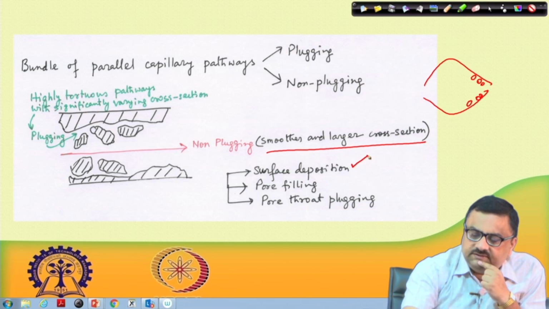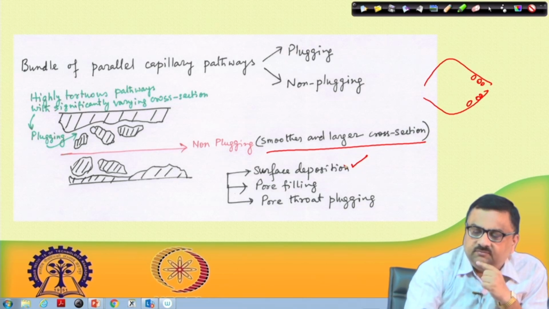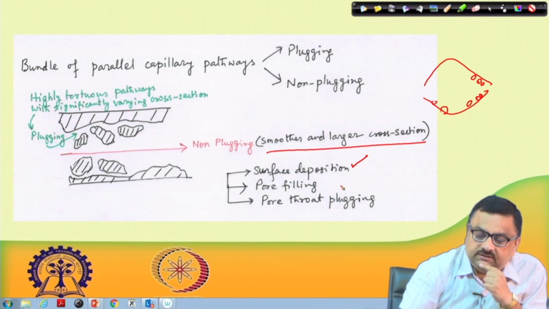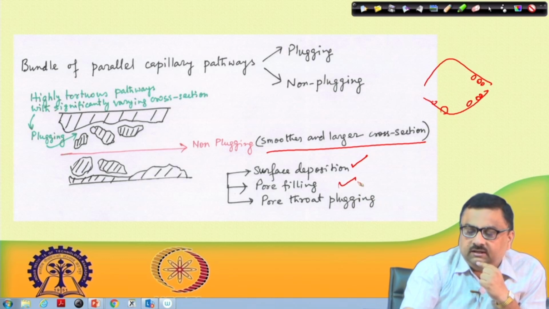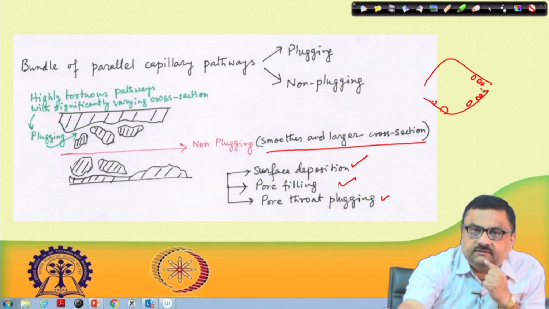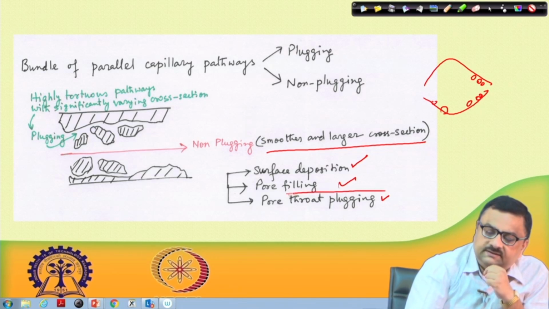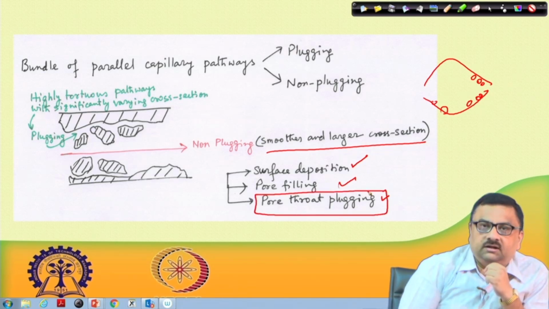One is called surface deposition. So, generally there would be some deposition on the surface here and there. Pore filling, the pore may be completely filled with the particles, and pore throat plugging, that is pore throat gets plugged. So, that is changing the permeability, but not porosity. Generally, this is the most important concern.